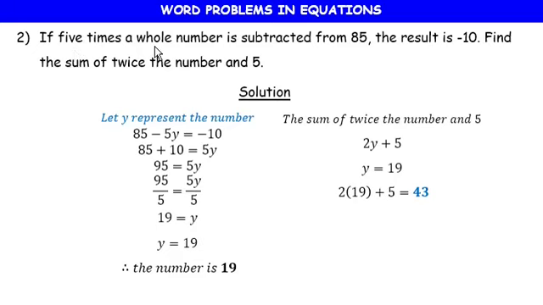So if 5 times a whole number, and whenever you see the word times it means multiplication. So if 5 times a whole number, what is that number? That number has been represented by x. Sorry, I'm used to x, right? In fact, we are all used to x. So here it is y. So if 5 times y is subtracted from 85, that gives us 85 minus 5y.